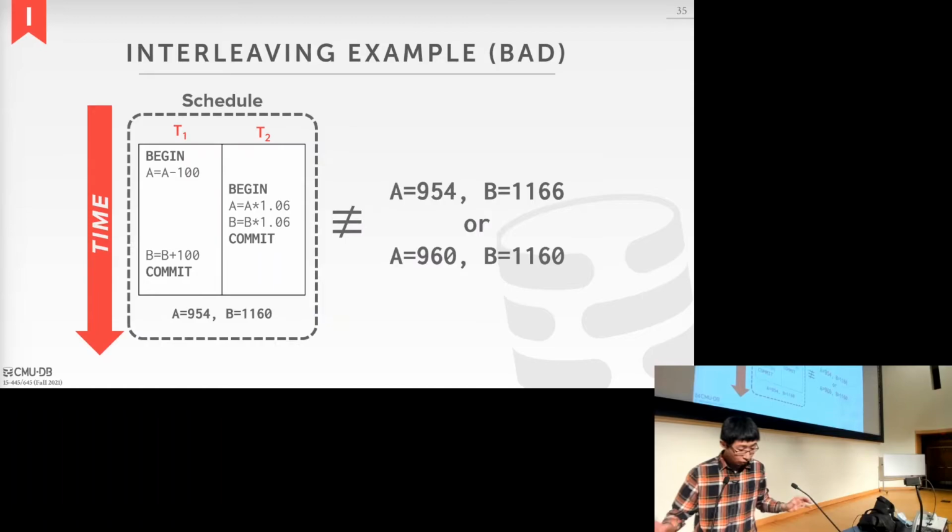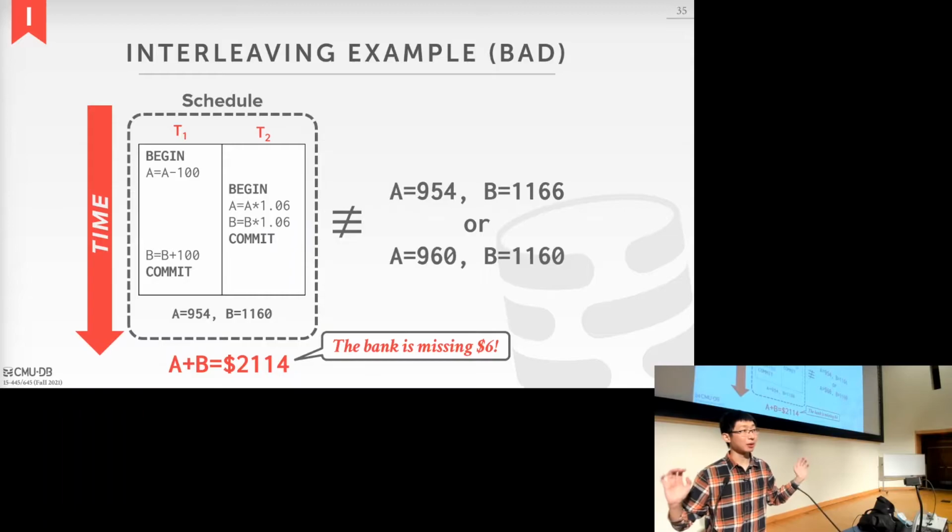So what would be invalid? For example, if T1 first deducts the $100, and then T2 applies the interest: the balance in A, already deducted by $100, gets the interest applied, before the money is transferred. And then later, transaction T1 finally adds this $100 to account B. In this case, the $100 in account B has not had the interest applied. The total amount of value would be different, and the bank is missing about $6. This would actually be bad. So this would fail, and it is a very bad state to end up in if you are operating a bank. You never want this to happen. Make sense?